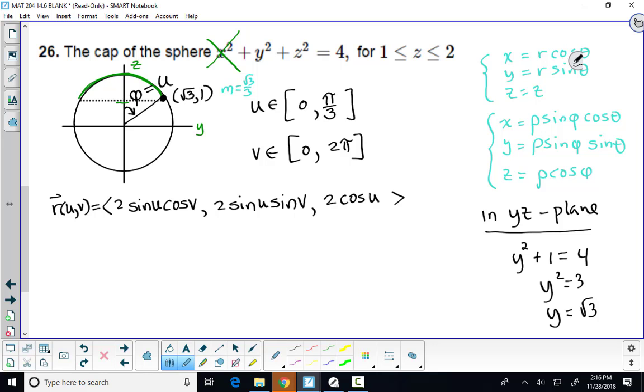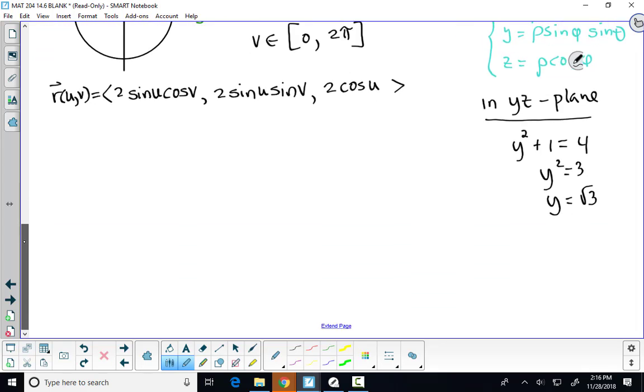Now we need the normal vector for our cap. So we find r sub u, we find r sub v, and we cross them. That'll be the normal vector for the cap. Do any of us know how to do that? All right, so r sub u, we do.